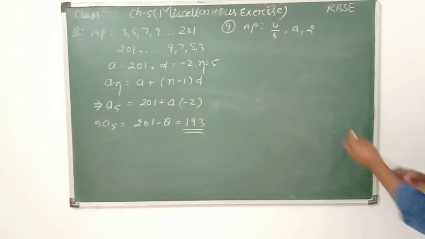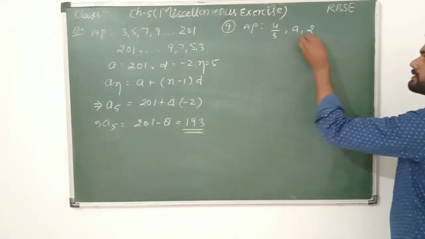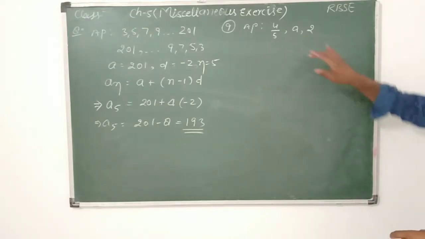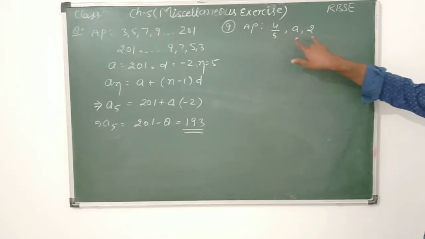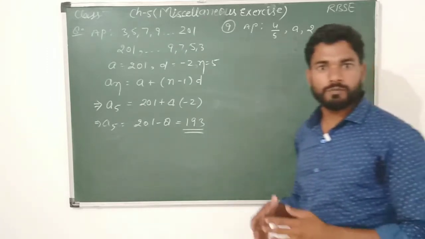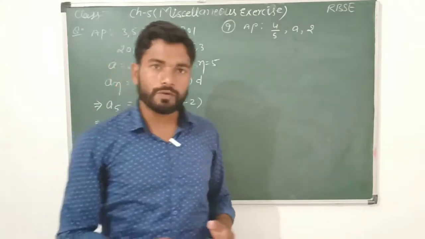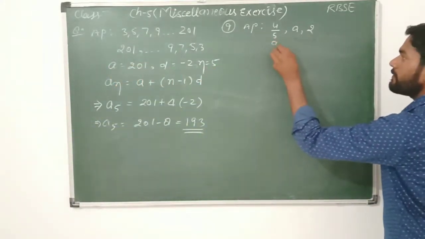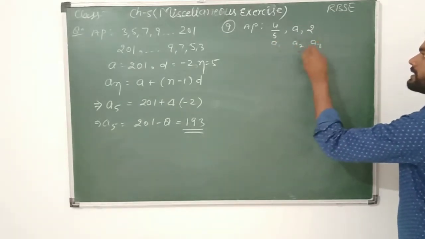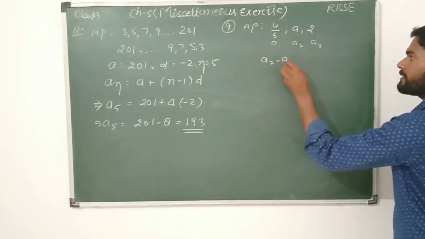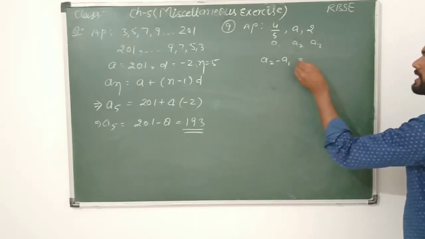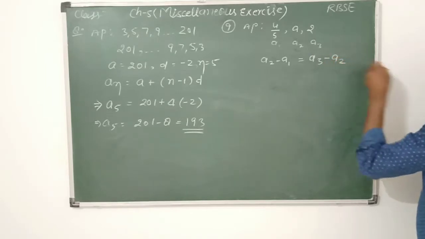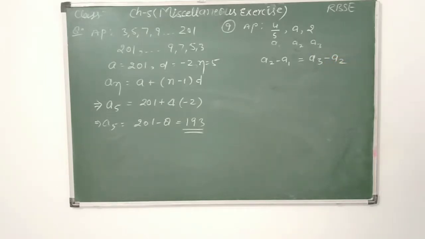Simply we know that all these terms are the terms of an AP. So the common difference of the first two terms and the common difference of the next two terms will be equal to each other. Finally I am trying to say that if it is a1, a2 and a3, then a2 minus a1 is the formula for common difference, and again a3 minus a2 is also the formula for common difference.